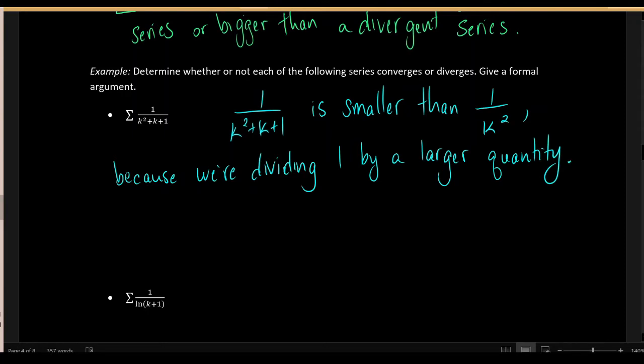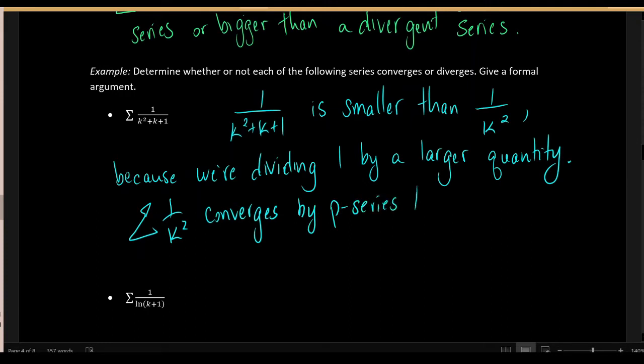Now, we know that the series 1 over k squared converges by the p-series test. Which means that the convergence of this series is going to squash down any smaller series and force the smaller series to converge as well. As a result, our series, being smaller than this one, has to converge too, by direct comparison.